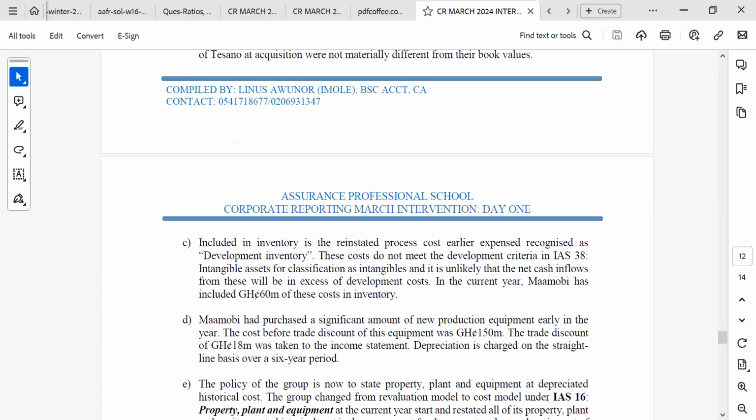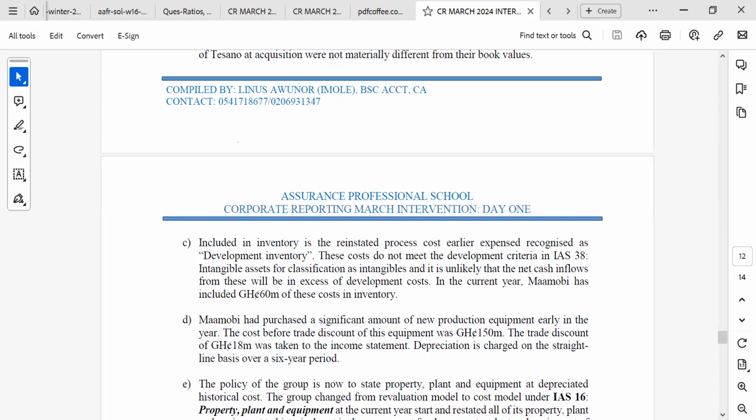There's no magic. Let's take the D. Mamobi had purchased a significant amount of new production equipment earlier in the year. The cost before trade discount of this equipment was 150 million. The trade discount of 18 million was taken to the income statement. Depreciation is charged on the straight line basis over a 6-year period. What are they talking about over here?